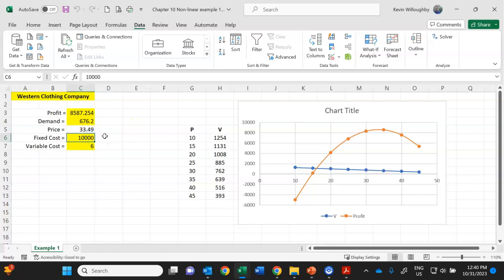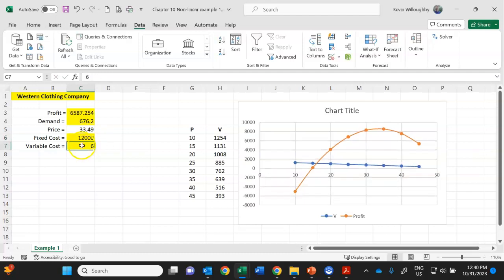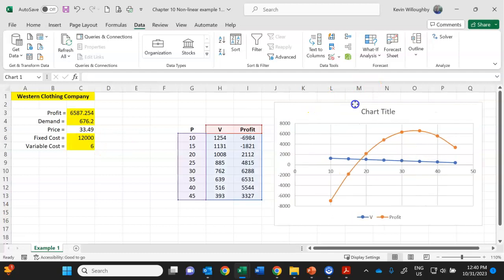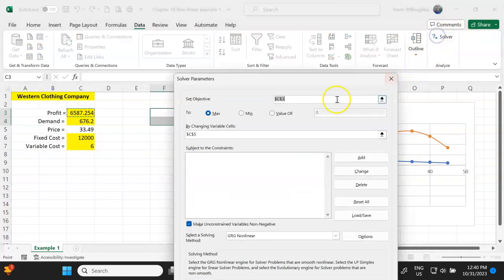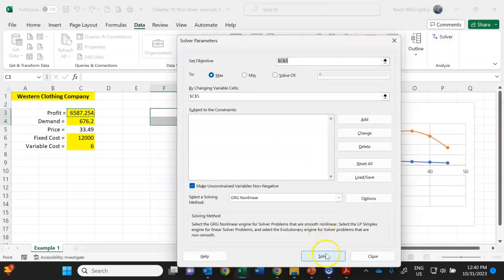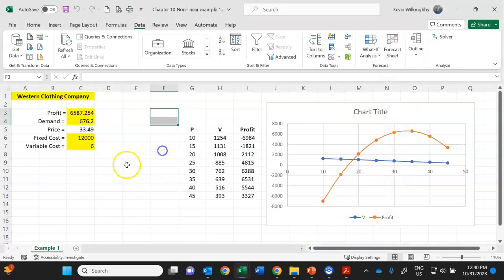So if our fixed costs were to change, say now perhaps utilities and rent is higher, it's now $12,000. You can see our graph is changing, our table is changing, and then we need a new price. And there we go.